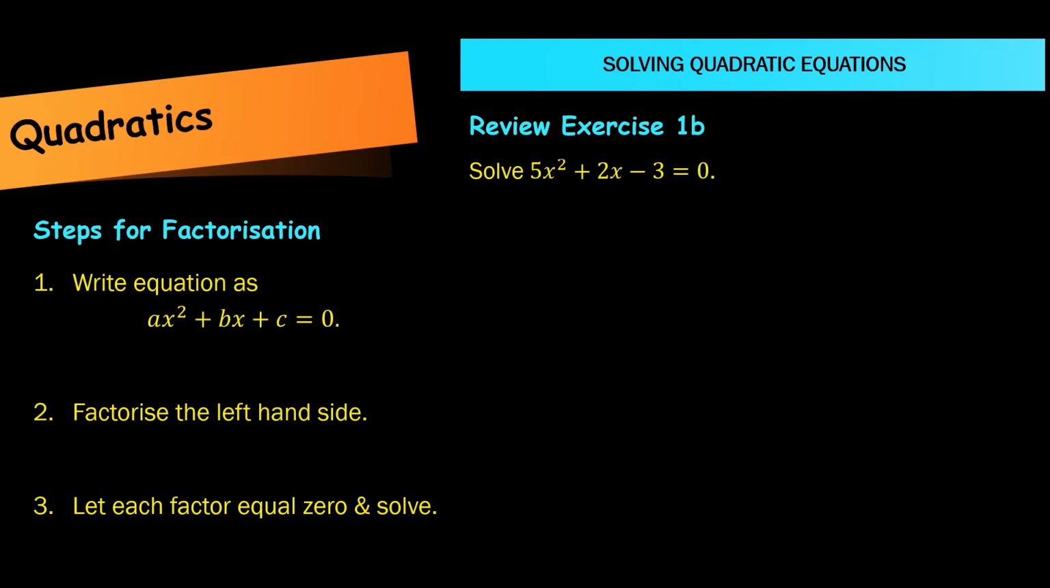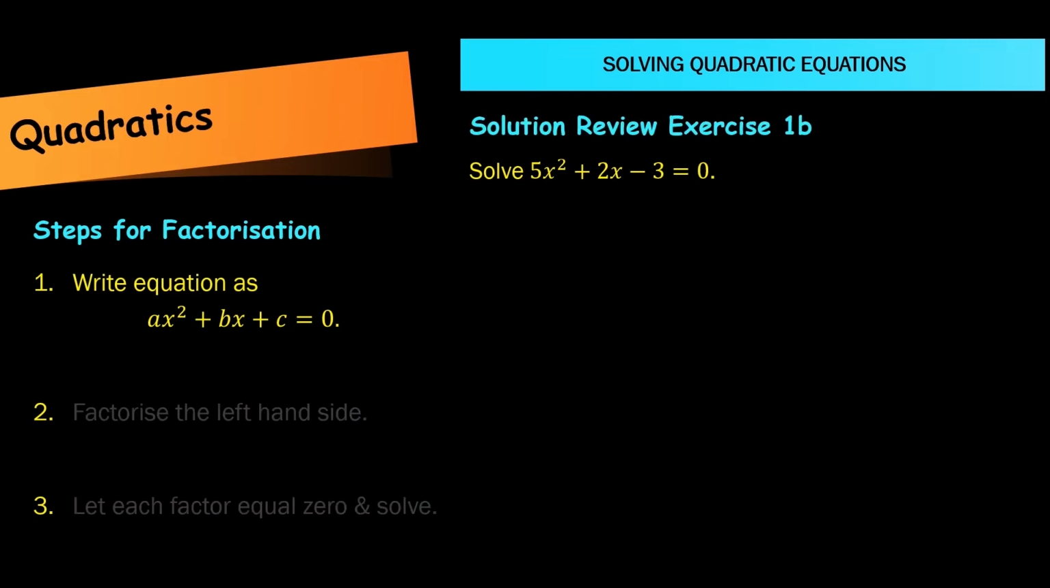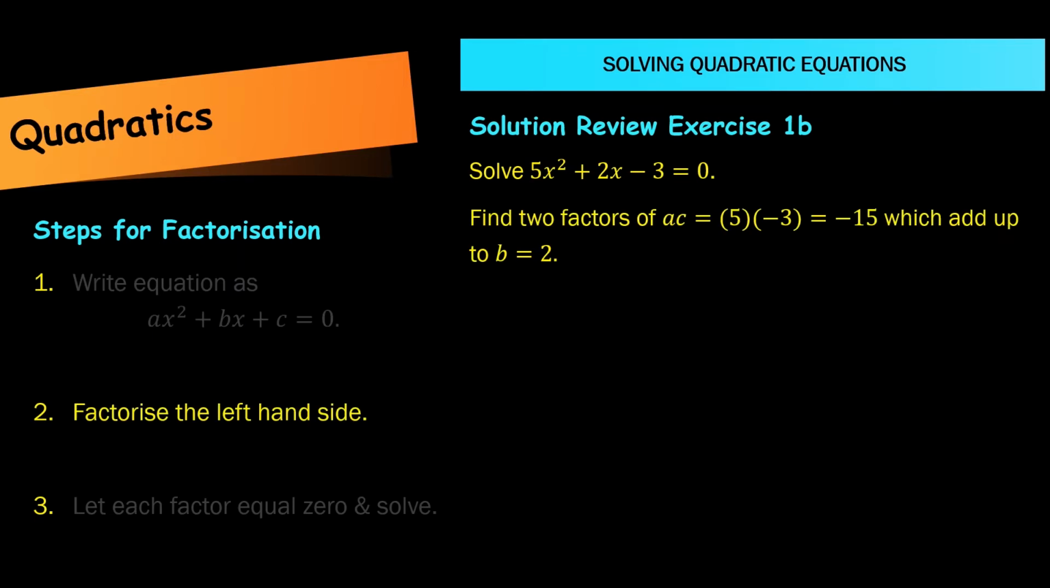Now for exercise B. Solve 5x squared plus 2x minus 3 equals 0. Of course, this is already in the format ax squared plus bx plus c equals 0, so we don't need to change it around at all. Next, we factorise the left-hand side. This time we're going to use a slightly different method. We're going to find two factors of ac which add up to b. So of course, a times c equals 5 times minus 3, which is minus 15.